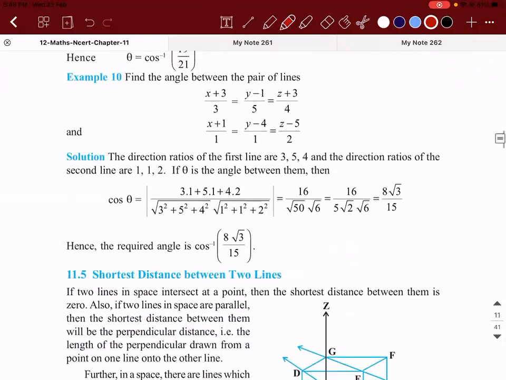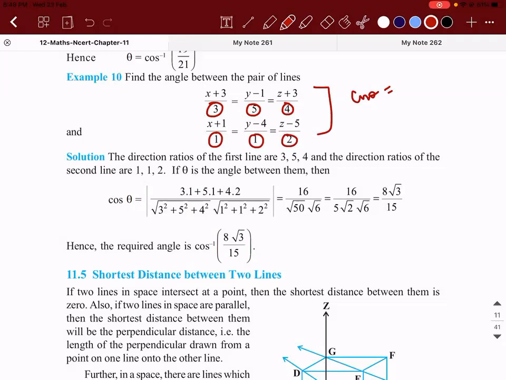Now, find the angle between the pair of lines given like this. In the previous case, they gave you the lines in vector form. In this case, they are given in Cartesian form. To put it in simple terms, if you need to find cos theta, you only need the direction ratios of that particular line. Here, when they give it in Cartesian form, what do these denominators represent?